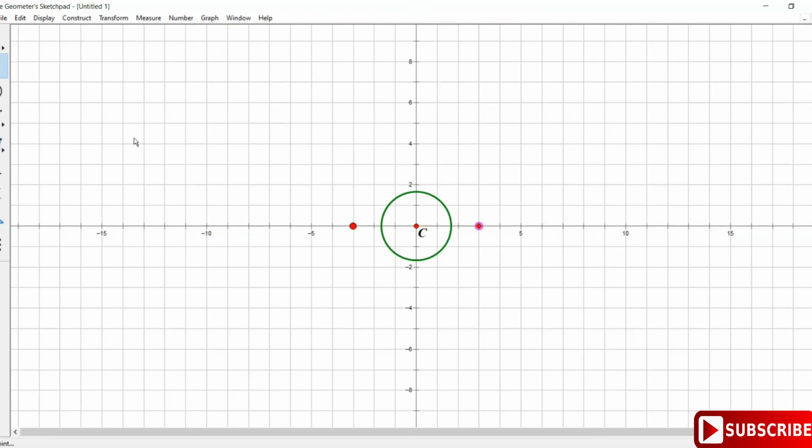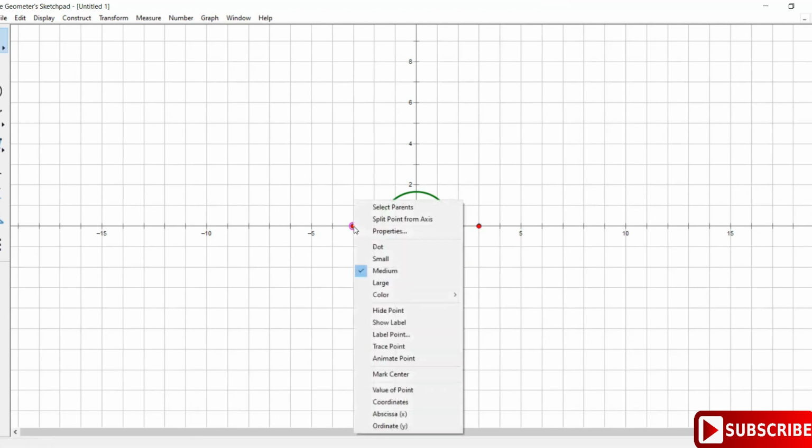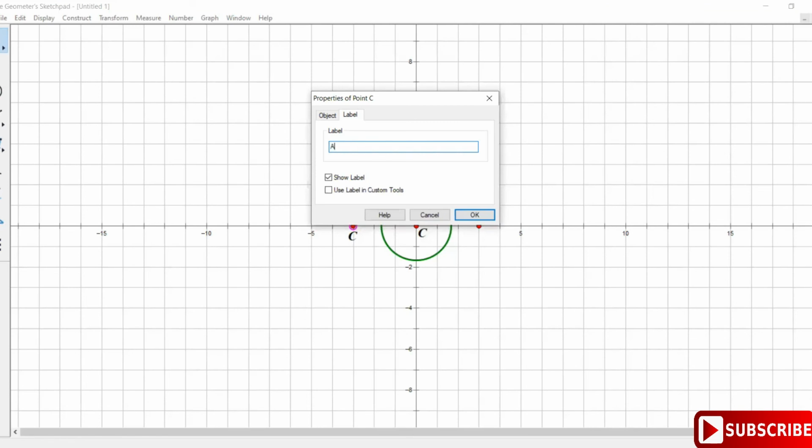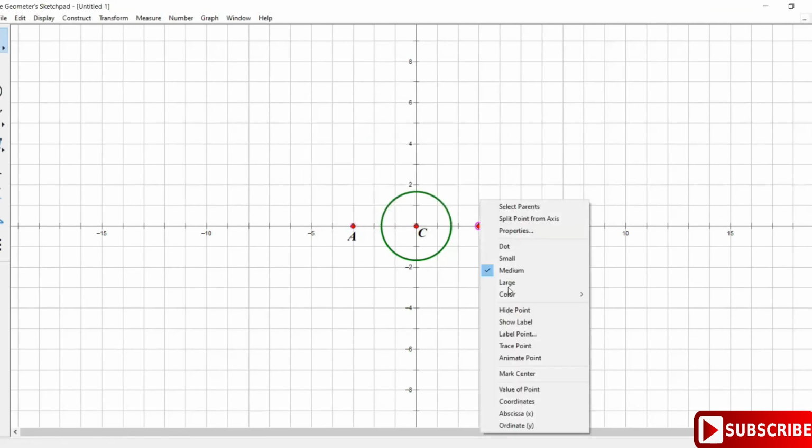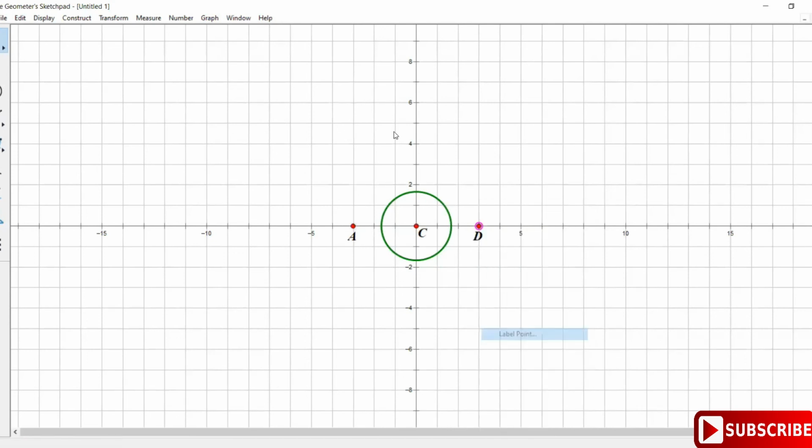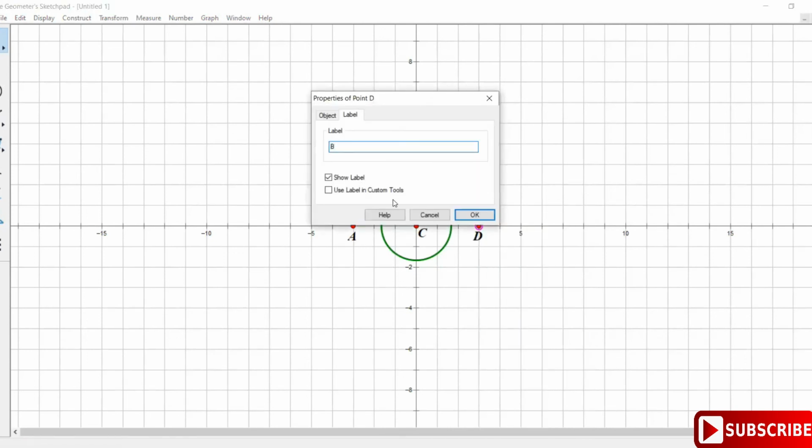All right, so let's label these points now. Label the point. That is A. Label this point. This is B.